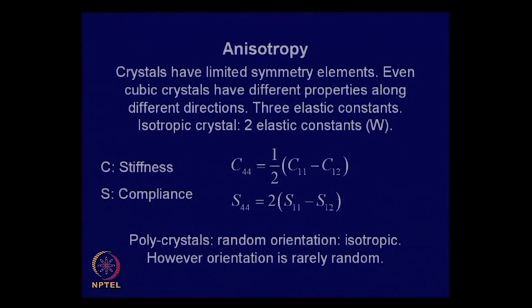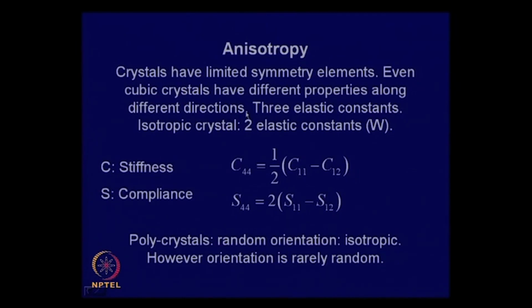Now, if we look at the origin of anisotropy, in general crystals have some symmetry elements. In fact, cubic crystals have the maximum symmetry elements, but they still have a finite number of symmetry elements. Even a cubic crystal, which has the maximum number of symmetry elements, has different properties along different directions.